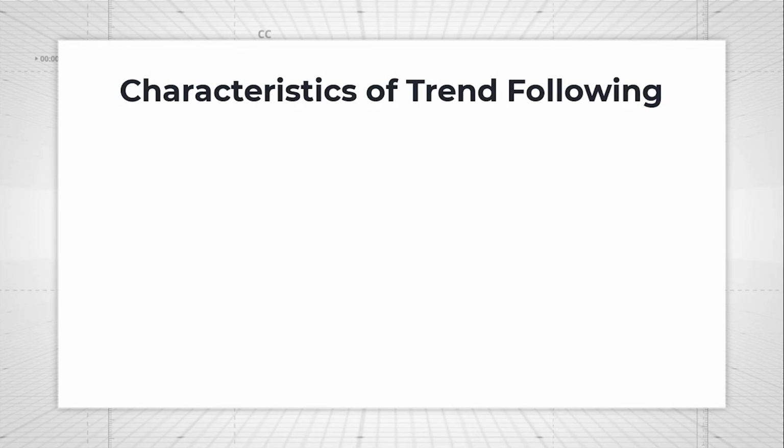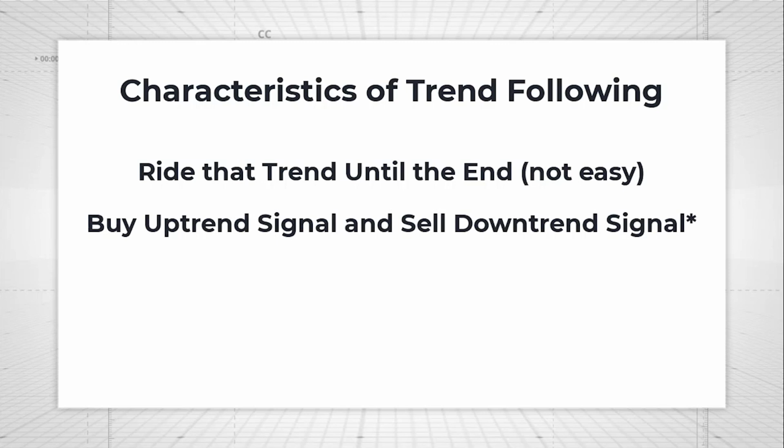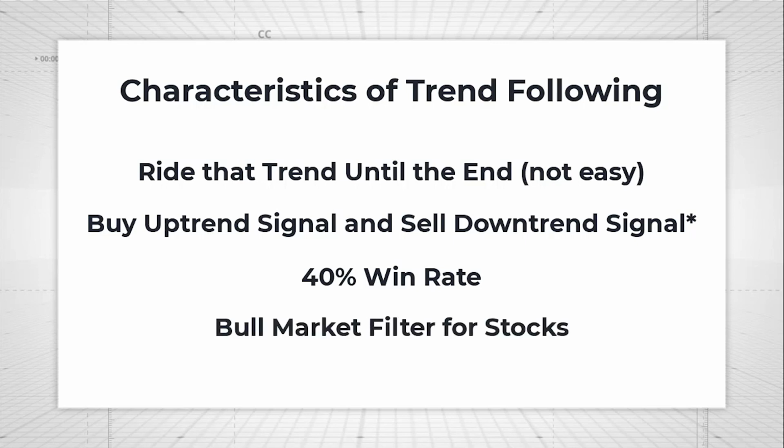Before we get into this, I just want to go over the characteristics of trend following. We all know them: ride that trend until the end, let your profits run and cut your losses. It's easier said than done, of course. In a typical trend following system, you have your indicator, you buy when it signals an uptrend, and you sell when it signals a downtrend, until that trend reverses. That little asterisk means you can also have some sort of trailing stop loss if you would like.